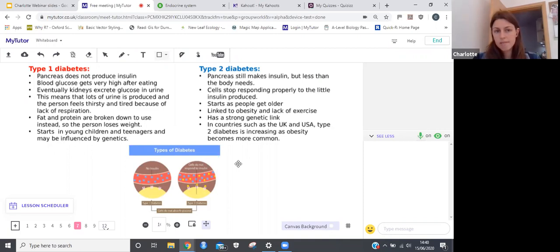Okay. So several kind of differences there. You can see how they're linked to the hormone insulin and blood glucose control. Okay. Any questions?